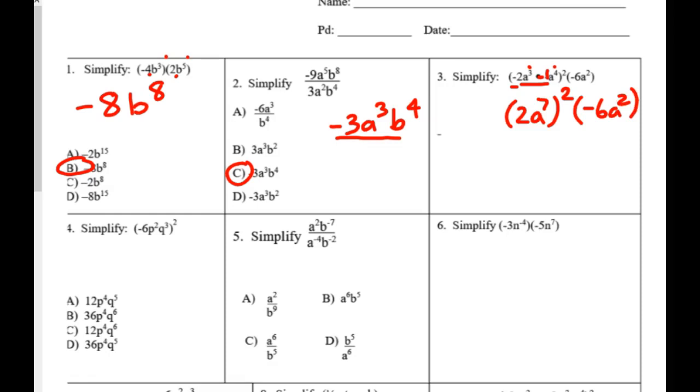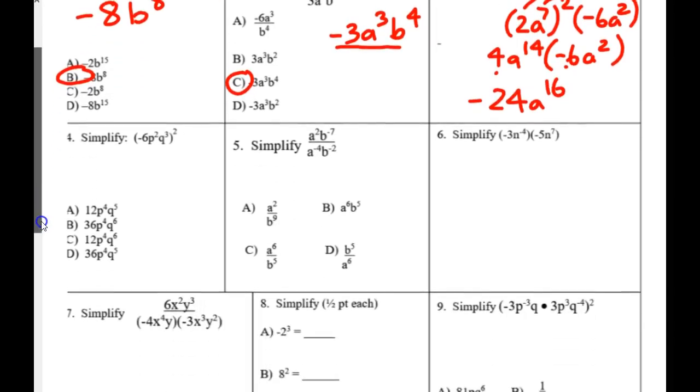Now, when I'm squaring things, I need to square that number, square that number. So 2 squared is 4. And then the power to a power is multiplying. Bring this down. And now when I multiply, 4 times negative 6 is negative 24. And then 14 plus 2 is a to the 16th power.